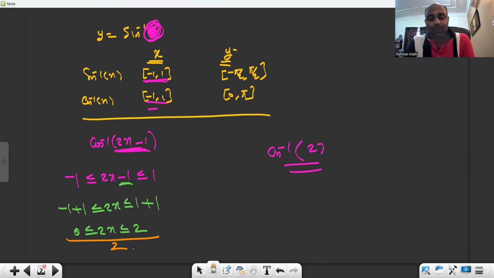Divide throughout by 2. When you're dividing throughout by 2, you can see 0 less than or equal to x less than or equal to 1. Where x lies, that's the domain. So here the domain you got is 0 to 1.